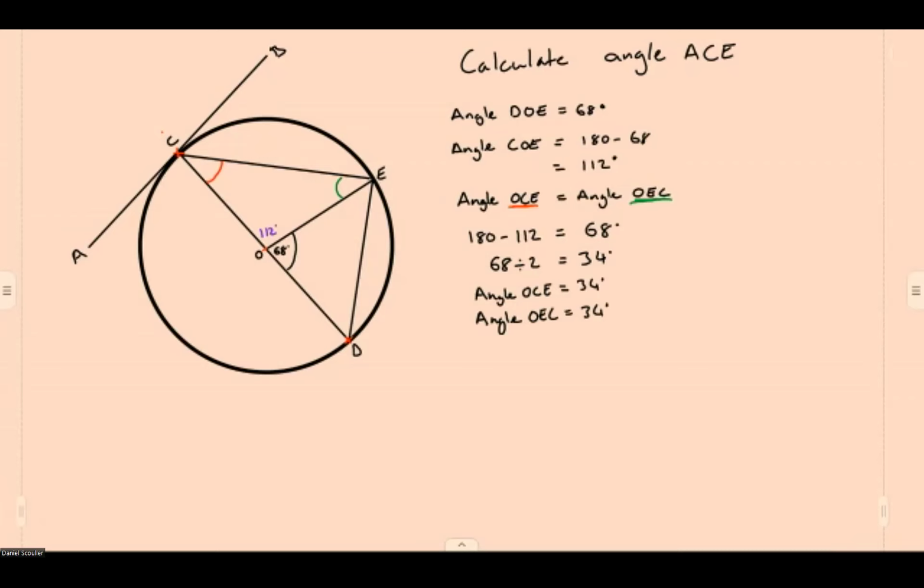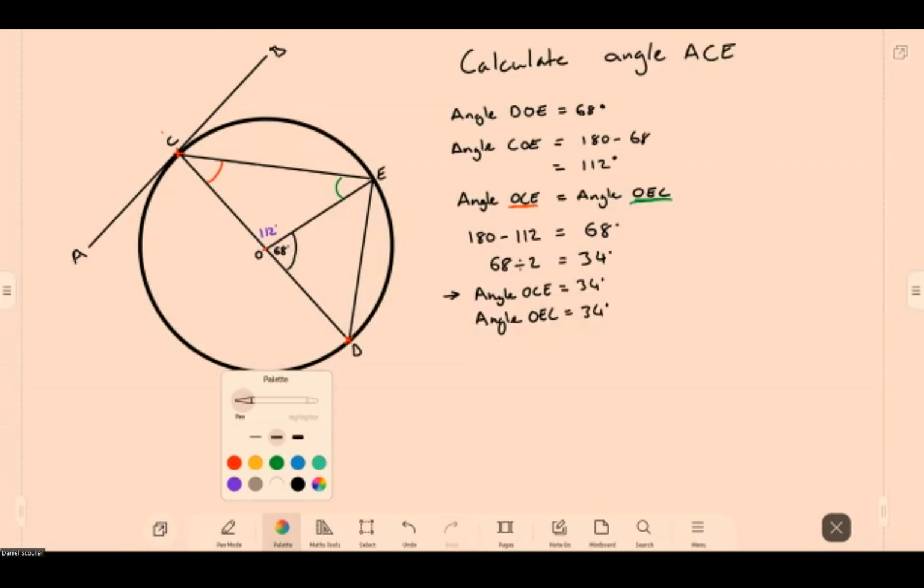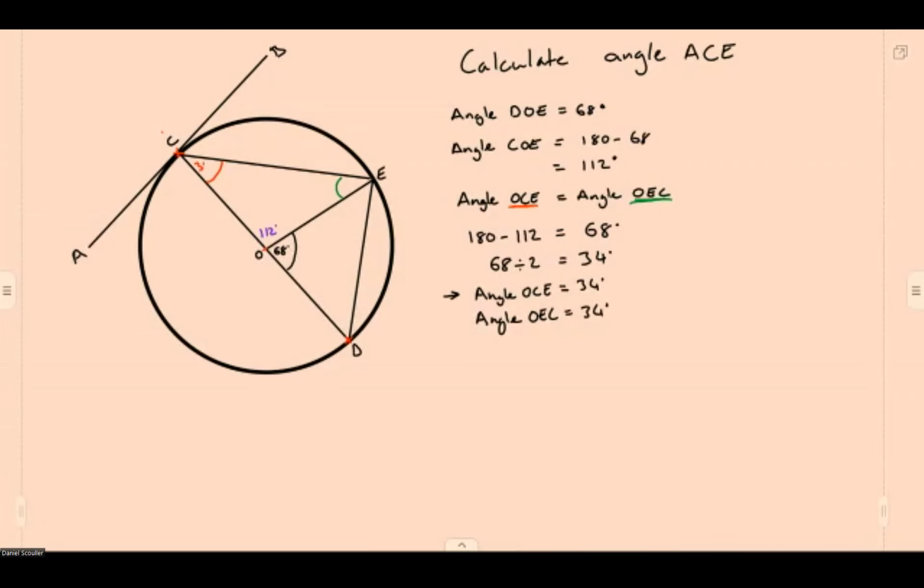All right. Now, we're only really interested here in OCE. So that's the main one of interest. So if I put that on, 34 degrees in here. So we're building up a picture. Now remember what angle we're after? We're after ACE. Now that 34 degrees plays a part in ACE. But what are we missing? We're missing this angle in here. We're missing ACD.